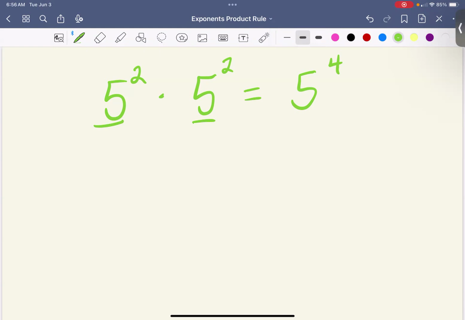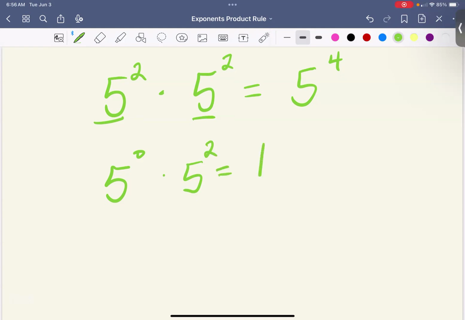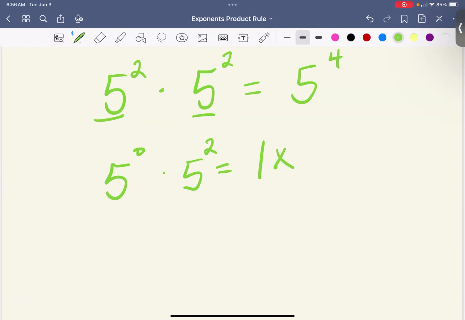Let's say I had 5 to the 0 power times 5 to the 2 power. So 5 to the 0 power is equal to 1, and 5 to the second power is equal to 25. I could just leave this as 5 to the second power, because 5 to the 0 power is equal to 1, and 1 times 5 to the second power is 5 to the second power.